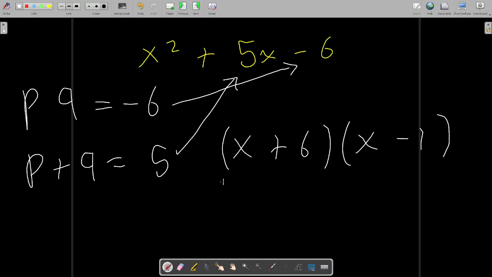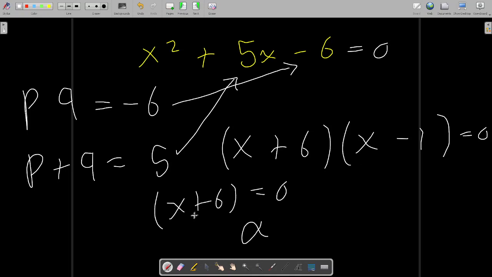Now, if you want to find the roots, basically when this equation is equal to 0, that means this product is equal to 0. For the product to be 0, just one of the factors has to be 0. So let's put x plus 6 equals 0. Then we subtract 6 from both sides, making x equal to negative 6.